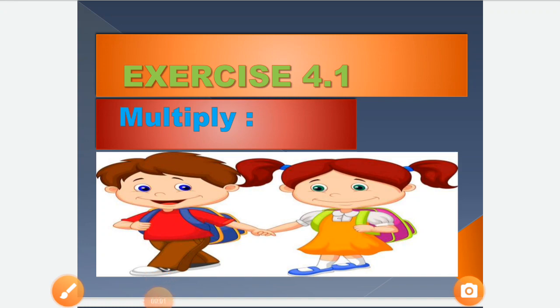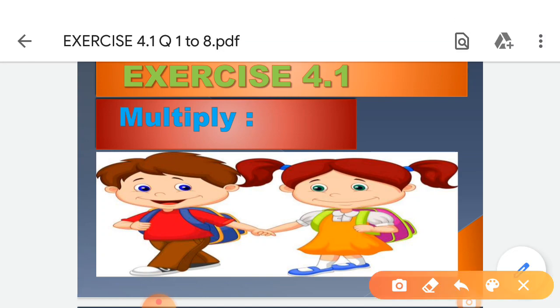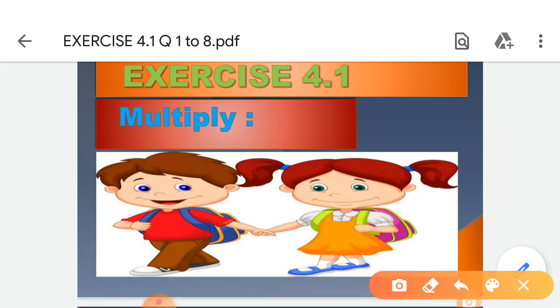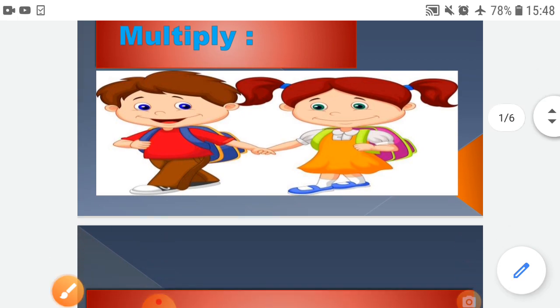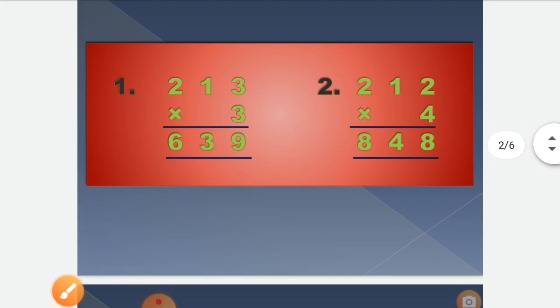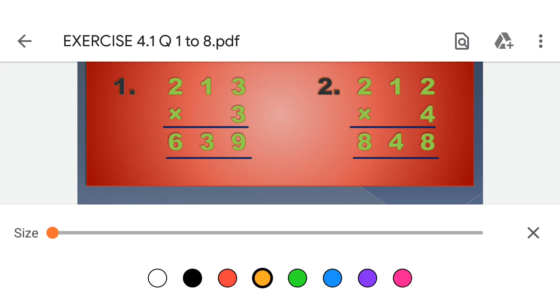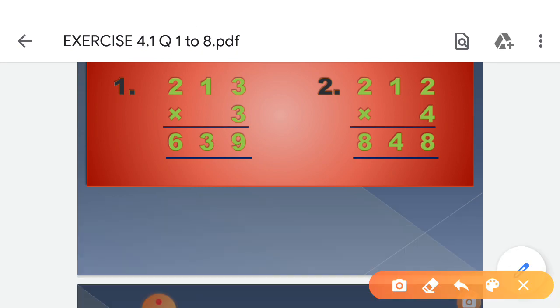Good afternoon, students. So this is exercise 4.1 that we are going to do today. It is based on multiplication. So you have to write first in your notebook today's date, then the heading exercise 4.1 and multiply. Then you have to start multiplying. Here you have two questions on your screen. So let's try to solve this.